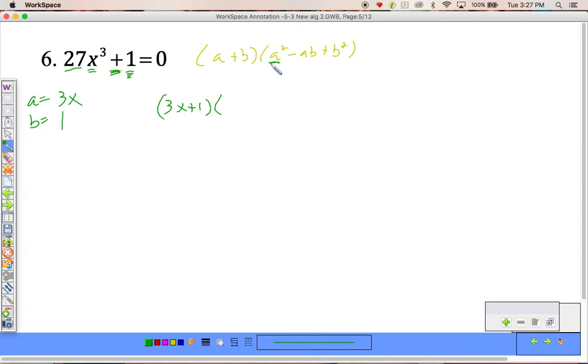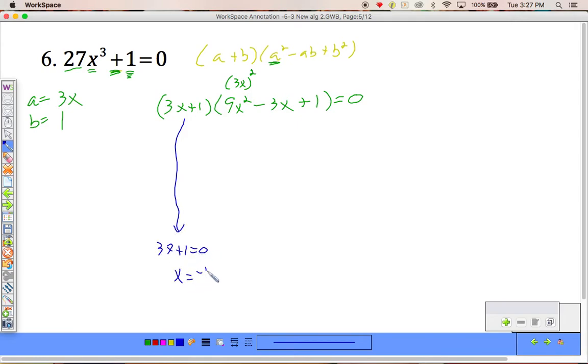3x squared is 9x squared because I'm going to square 3x, 3x times 3x. Minus the 2 multiplied together plus 1 squared, which is 1. This first one's always going to be the easy one. I get negative 1/3. Like I said, pause it when you need to.